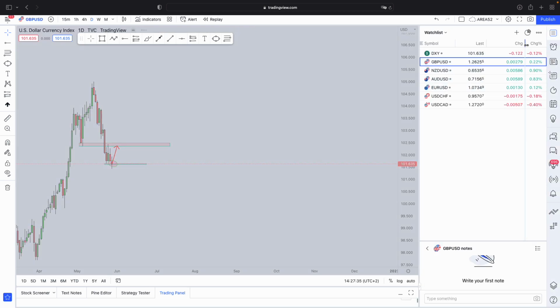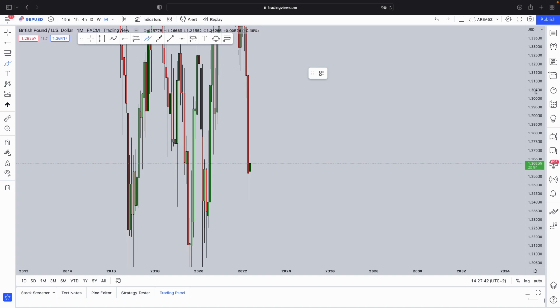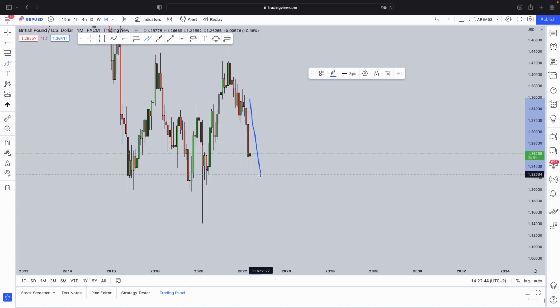Next up, we have GBP USD. Now, if you look at GBP USD here, we're going to start on the monthly time frame. We can firstly see how GBP USD had been very bearish.